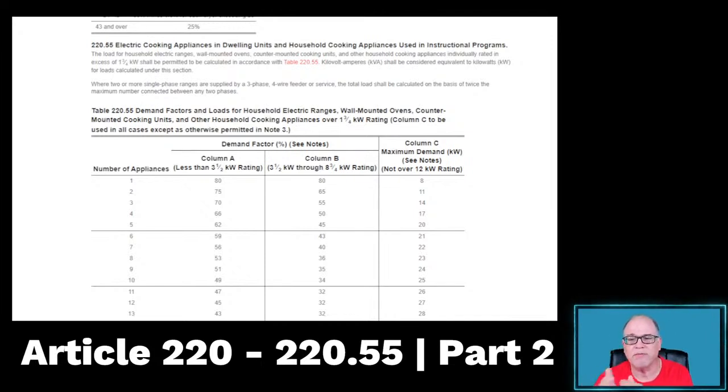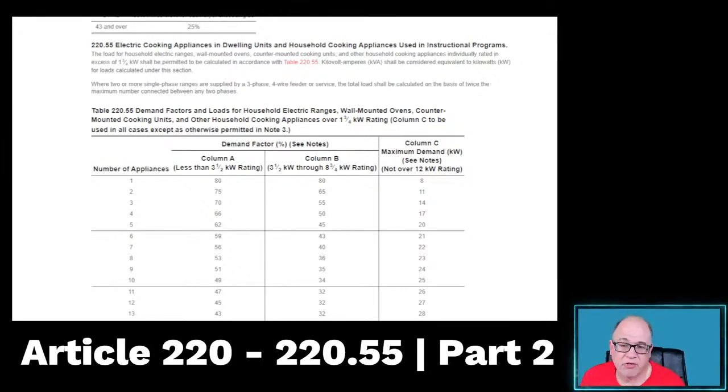So it says table 220.55, I'm reading the bold. Hopefully you got your code book, follow along. It says demand factors and loads for household electric ranges, wall-mounted ovens, counter-mounted cooking units, and other household cooking appliances over 1 3/4 kW or 1,750 watts, in case you want to know what it was in watts. Ratings, okay? And then you notice it has parentheses. The parentheses say column C is to be used in all cases except as otherwise permitted in note 3, okay?